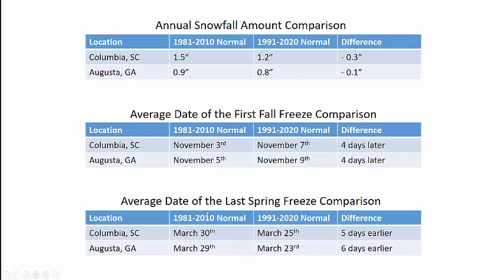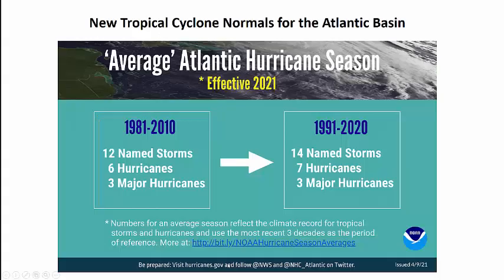And then in the spring, the average date of the last spring freeze, we trended 5 days earlier in Columbia, going from March the 30th back to March 25th. And at Augusta, we trended 6 days earlier from March the 29th back to now March 23rd.